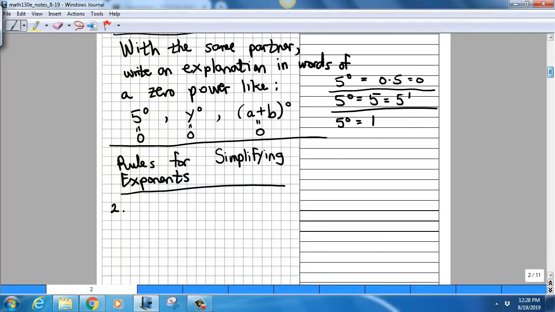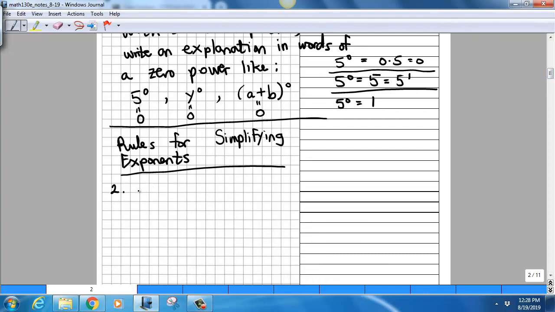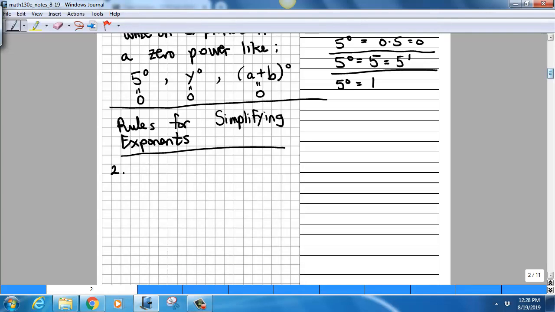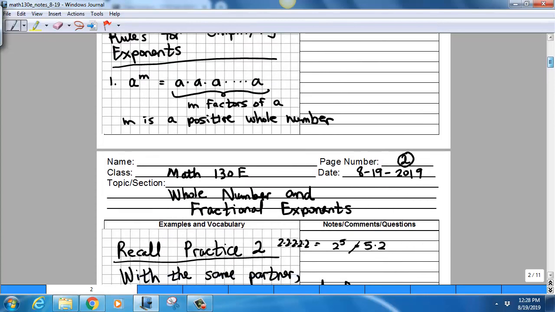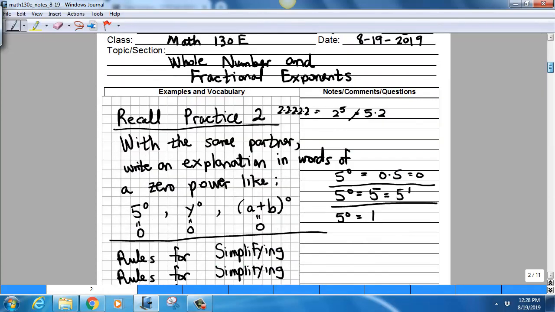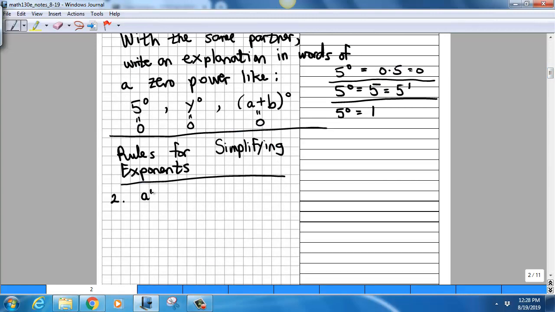All right, so here's our second rule for simplifying exponents. We already have the rule for when you have a positive whole number exponent. That's the easy one, that's easy to remember. Here is one that's not easy to remember, but you have to memorize it. A base to the 0th power is going to be 1. The one exception is the base cannot be 0. 0 to the 0th power is not defined. That is not a number.